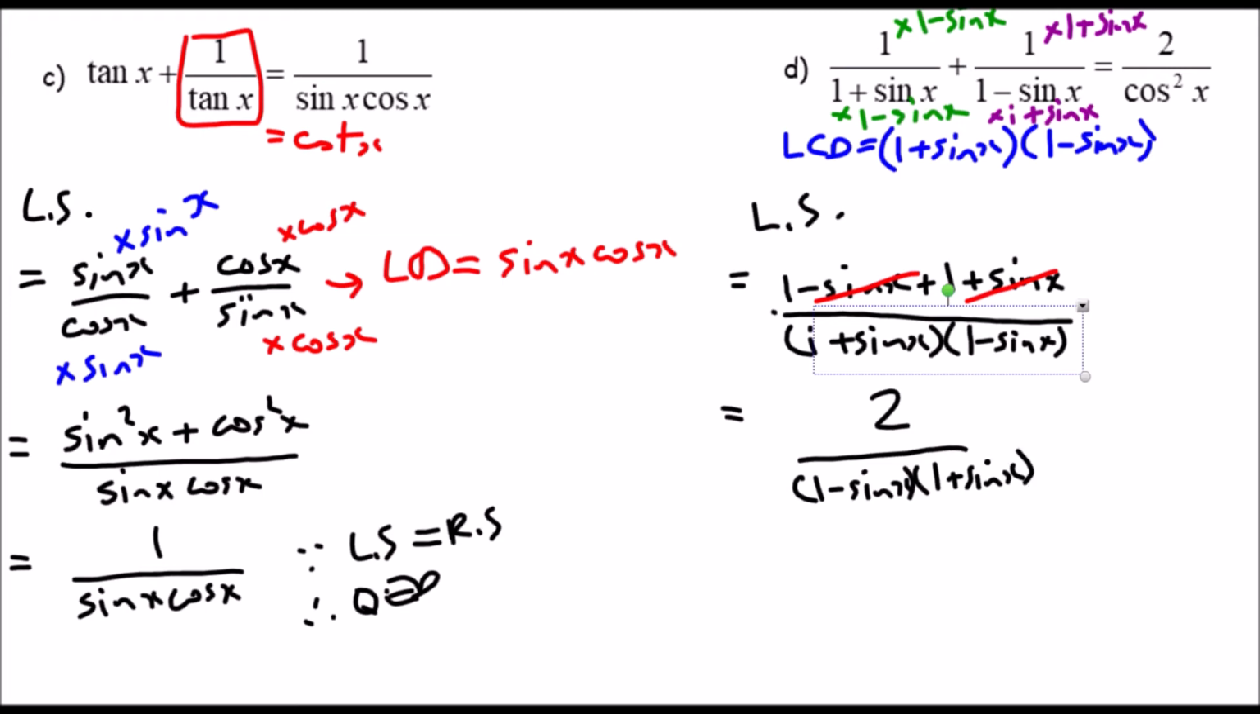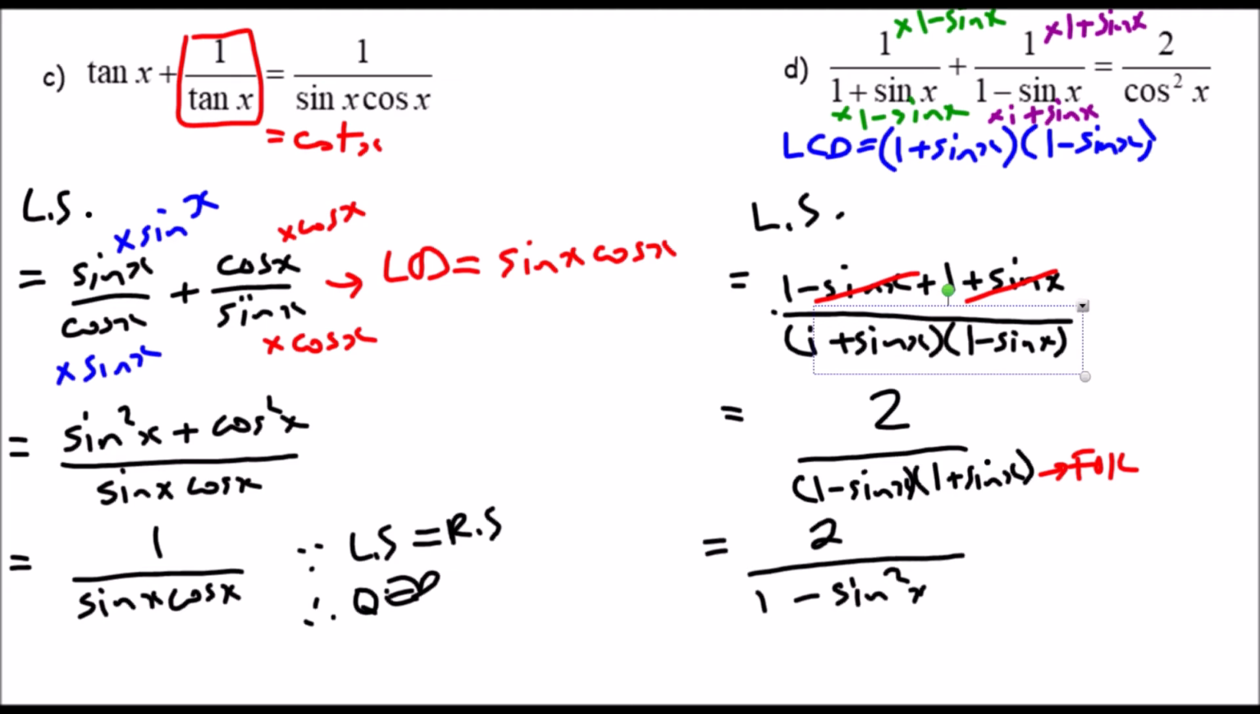Alright, what do I do here? Well, on the bottom here, I'm going to FOIL this out. And if you can see here, I've got a difference of squares if I FOIL that guy out. So I'm going to have 2 all over 1 minus sine squared x. Again, the sine x's will cancel out because I'm going to get a minus sine x and a plus sine x, they're gone after I FOIL that out because it's a difference of squares.